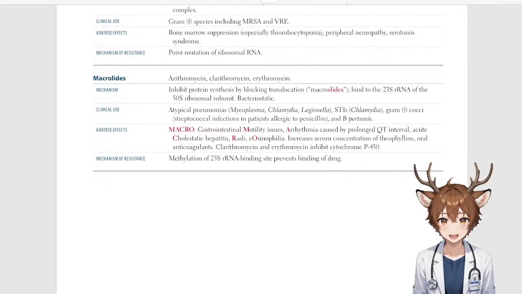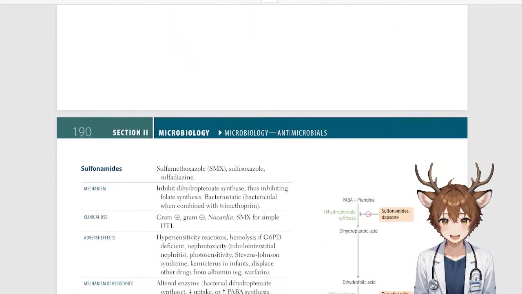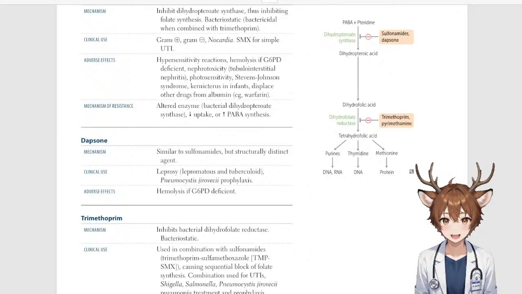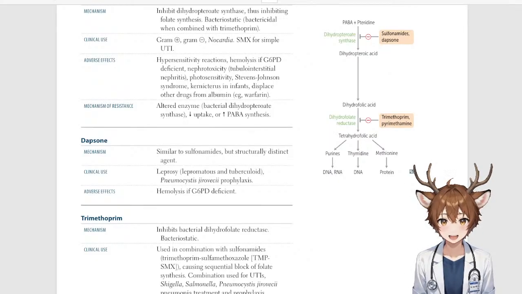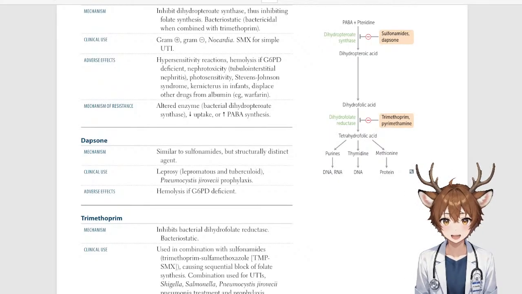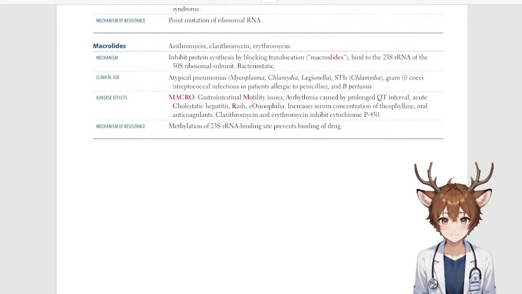Okay, now we're going to go to polymyxins, which I don't know if you have that in your book or not. I don't think you do. So you go directly into sulfonamides, I believe. So I'll talk about polymyxins for a little bit.